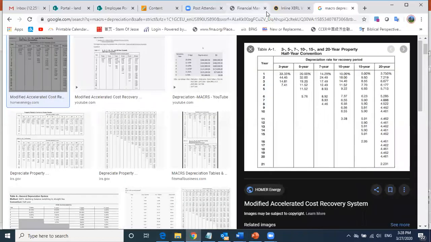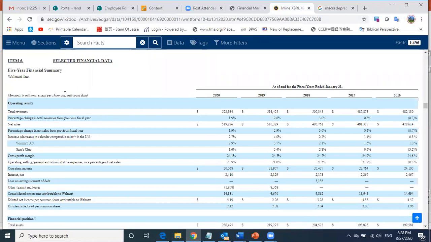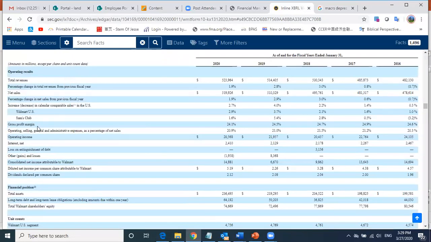So you go back to see the financial statement for Walmart. You can see here, operating income. This one does not have EBIT here, but you know that operating income is your EBIT. So it's the same. Correct.